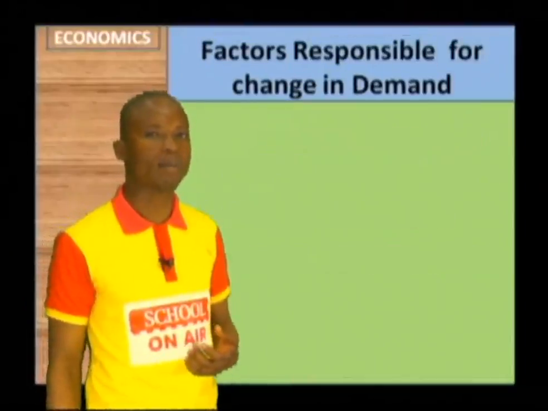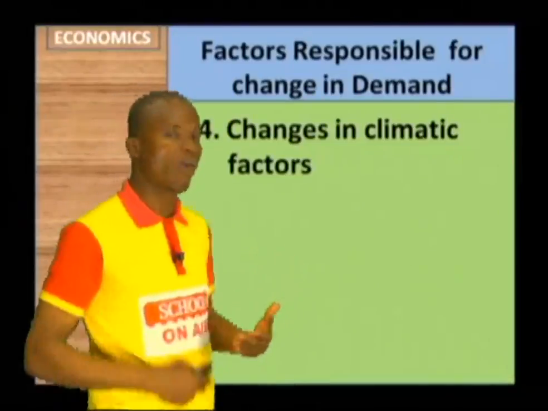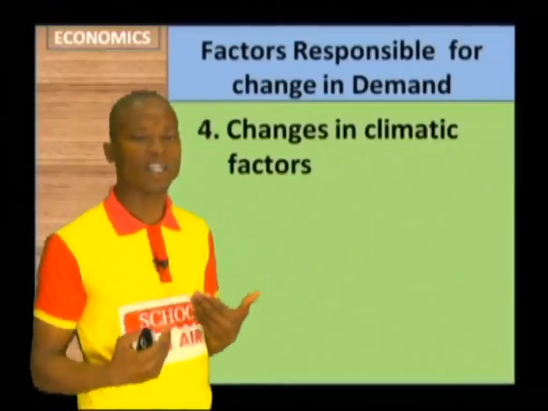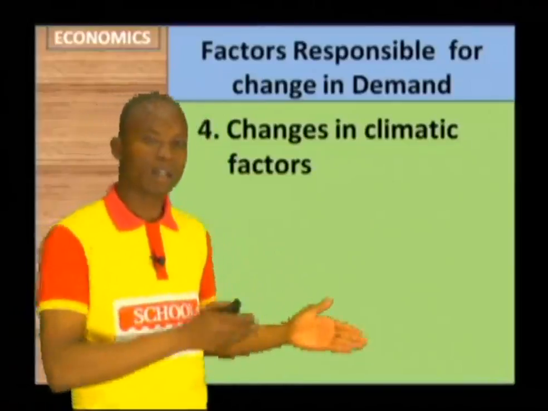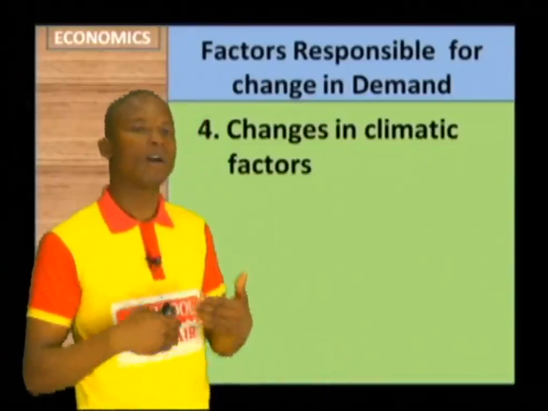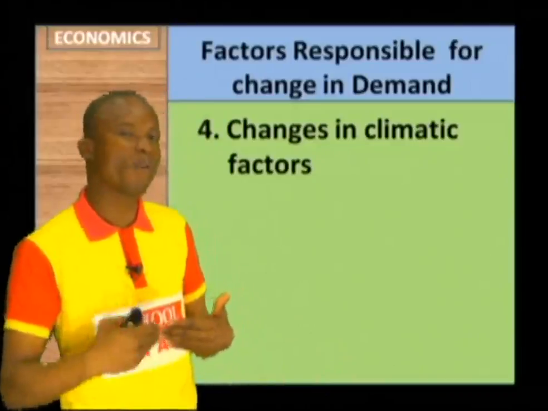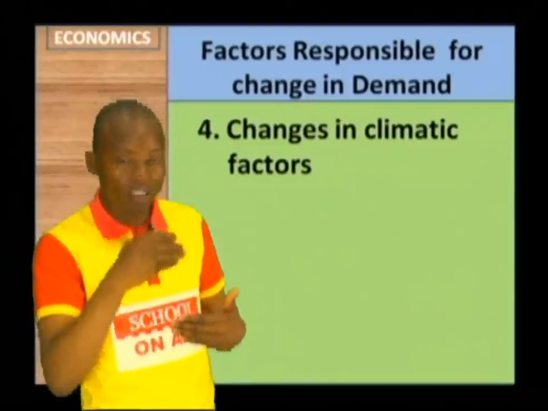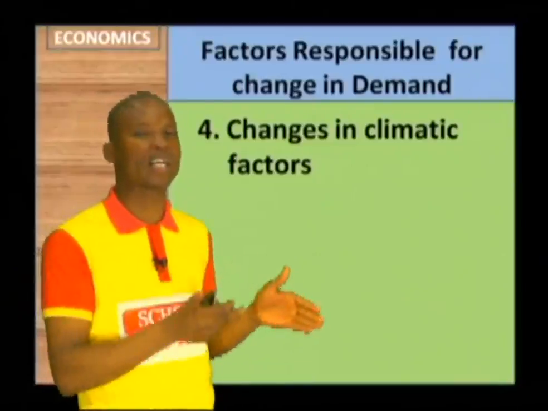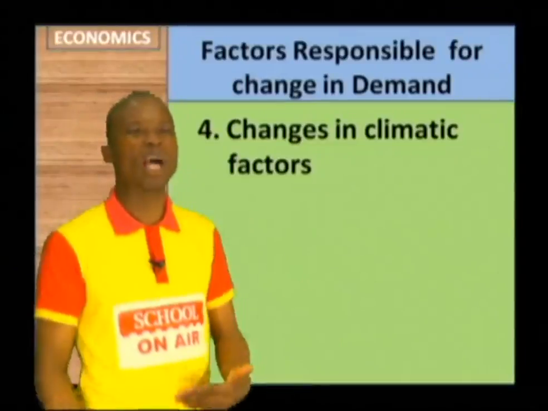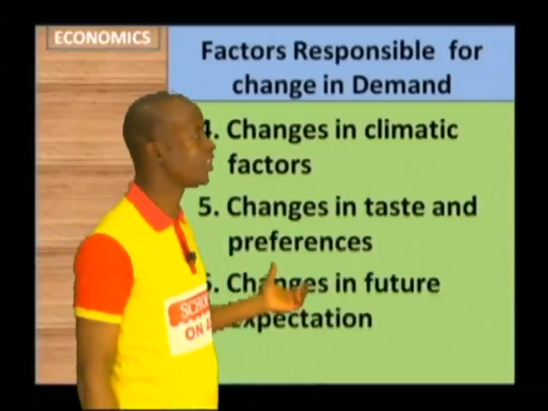What else can be responsible for change in demand? Changes in climatic factor. When the climatic factor changes, definitely it favors the consumption of more of some commodities and then less of some other. For instance, when it is rainy season, people buy more umbrellas. The reason why people are buying more umbrellas is not because the prices of umbrellas have gone down and then it became more affordable. Rather, they are buying because of the change in the climatic situation, which makes umbrellas more relevant to what the people need.